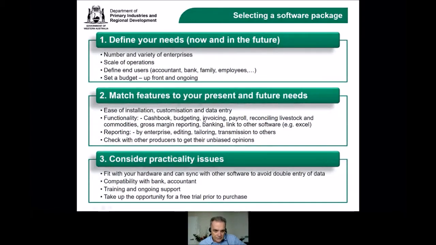So this would be good in terms of reviewing your existing software, or maybe even thinking about upgrading or changing to different software. So look at the ease of installation and the customization and how easy it is to enter data. Does it have all the functions that you're looking at? We've been looking at things like gross margins and reconciling livestock, those tradable assets that we've been talking about. What does it actually report? By what levels? What enterprise? How can you edit and tailor and maybe even transmit those reports to some of your key collaborators in the farm?